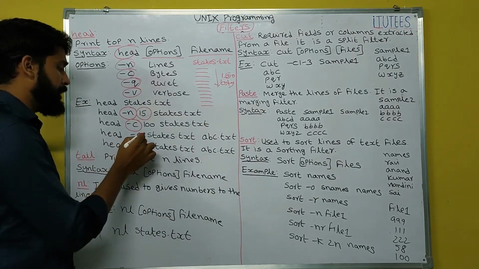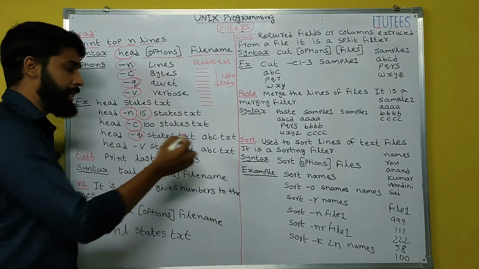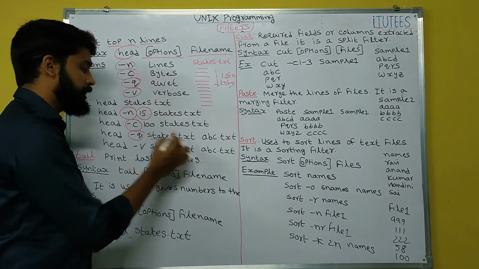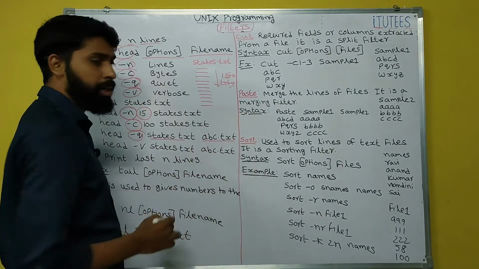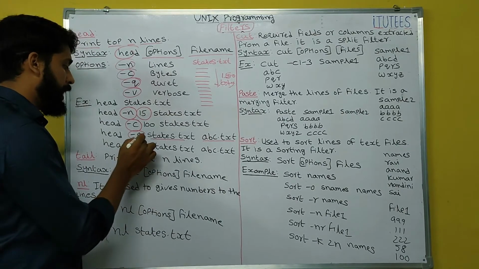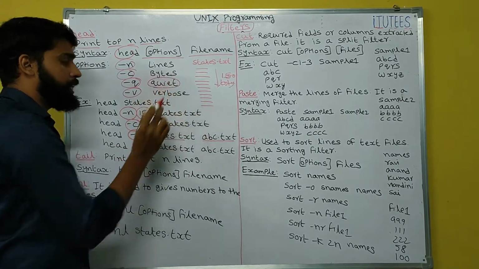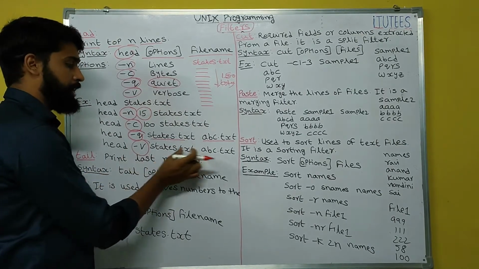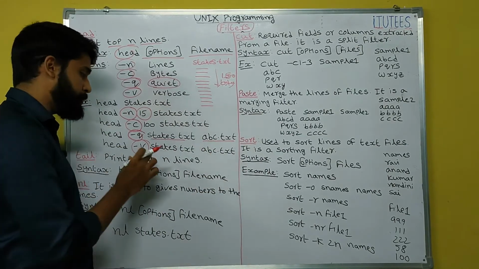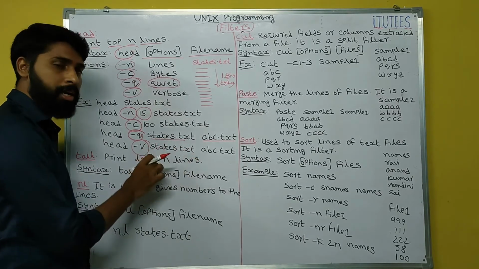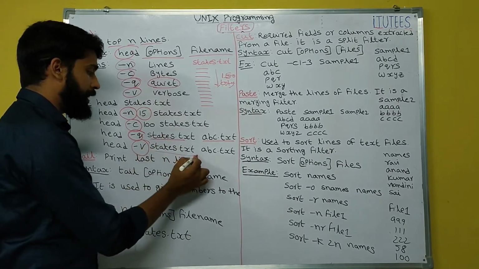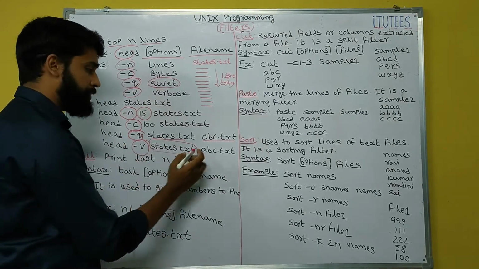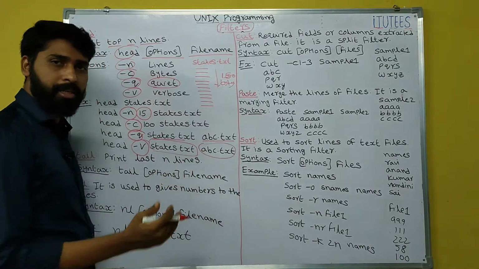Next, head -q states.txt abc.txt. Now it displays the first 10 lines of the states.txt file and the abc.txt file. -q means quiet. It does not display the file names. Head -v states.txt abc.txt displays the first 10 lines, but before that it prints the file name. Before printing the 10 lines, it prints the file name. After that it prints the second file name and the next 10 lines.